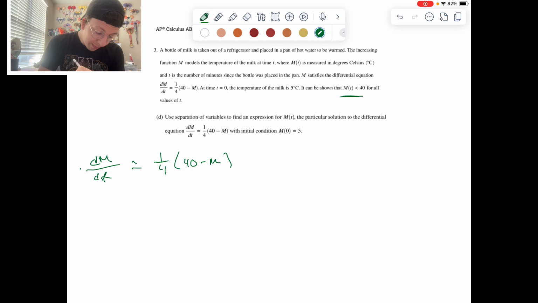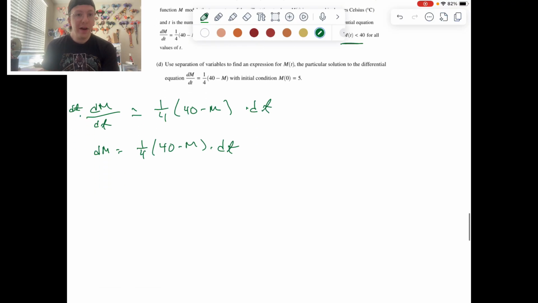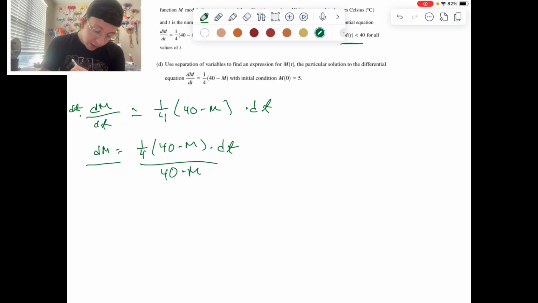So I'm going to multiply both sides by dt. I get dm is equal to 1/4 (40 minus m) dt. Now we still have m on the right-hand side, so I need to divide both sides by that whole expression, 40 minus m. So our new equation after some rearranging is dm over 40 minus m is equal to 1/4 dt.